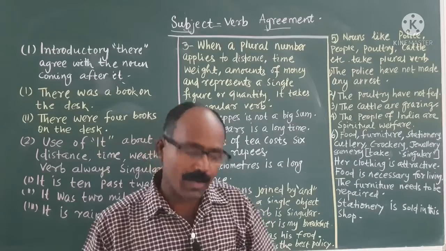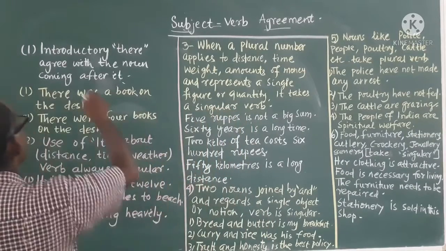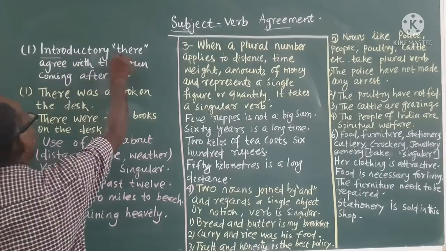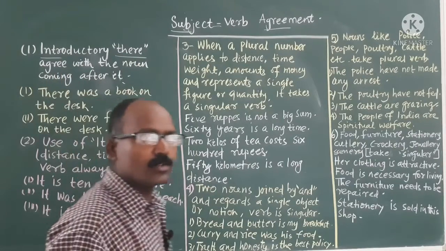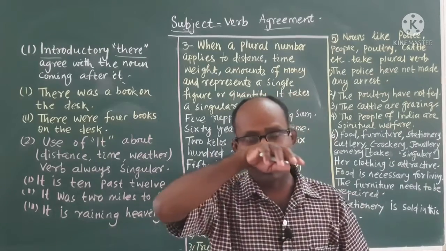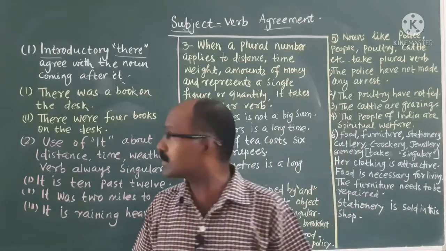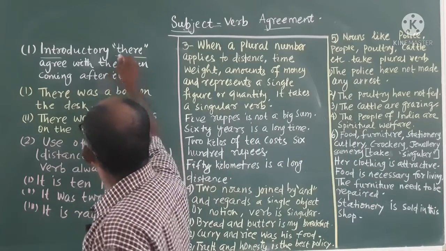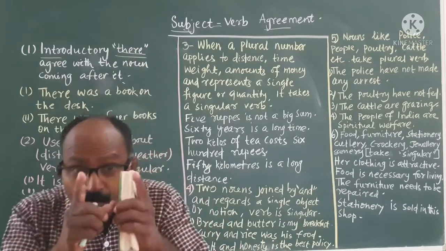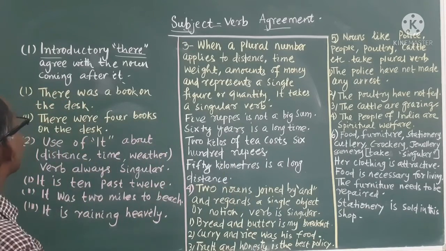Okay. Now, from the basics, we will discuss. Number one, introductory there. Sometimes we use there. There is a cat. There is a jungle, isn't it? There was a bird. We are using there, and after there, which noun comes?